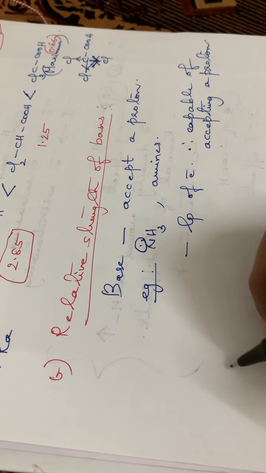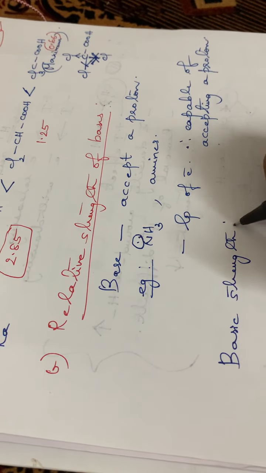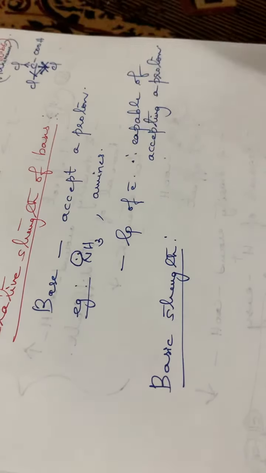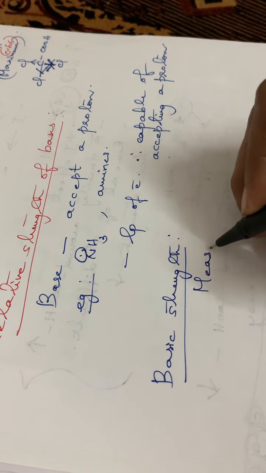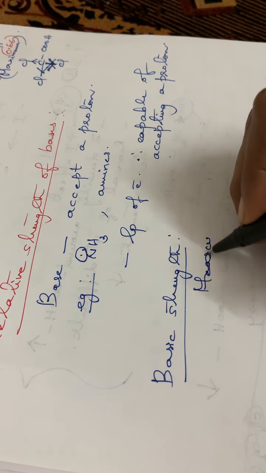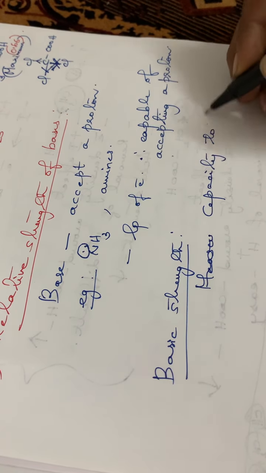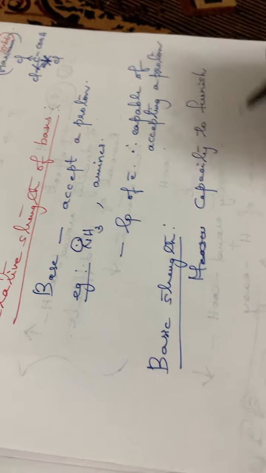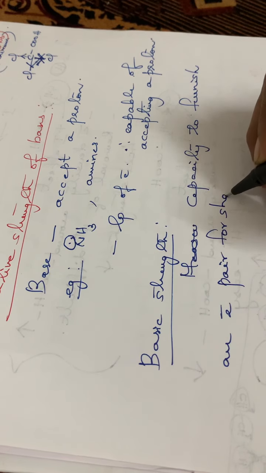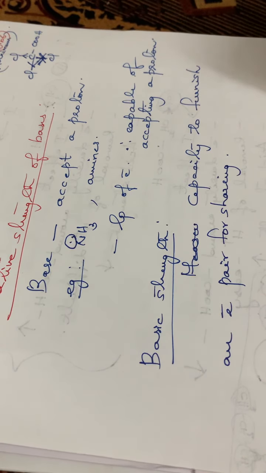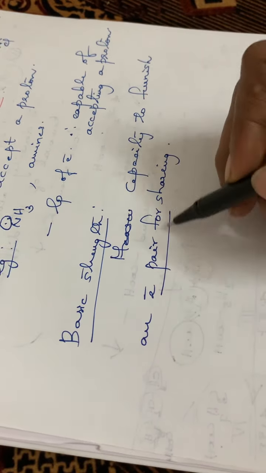Normally, how will you define basic strength? Just like acid strength, we have to define basic strength also. Basic strength is the measure of the capacity to furnish an electron pair for sharing. That is called the basic strength.